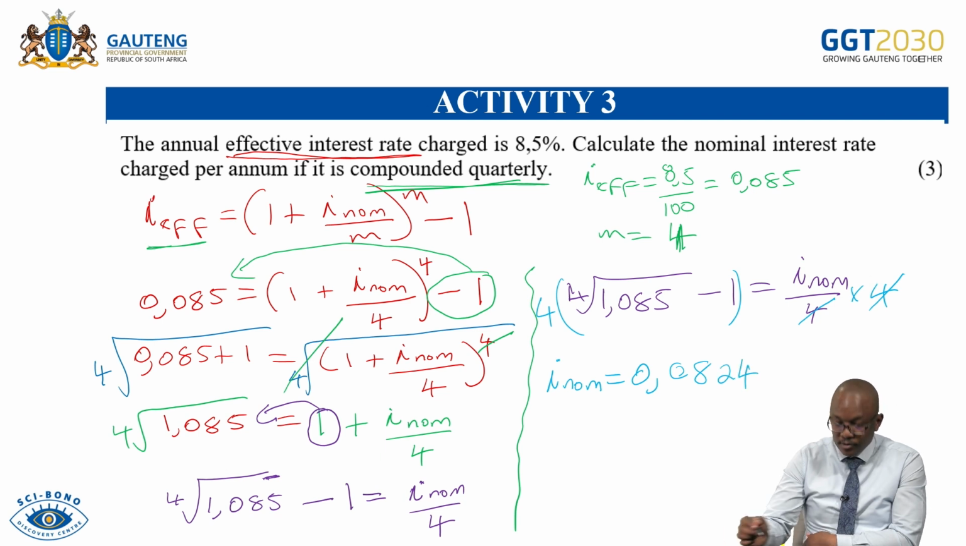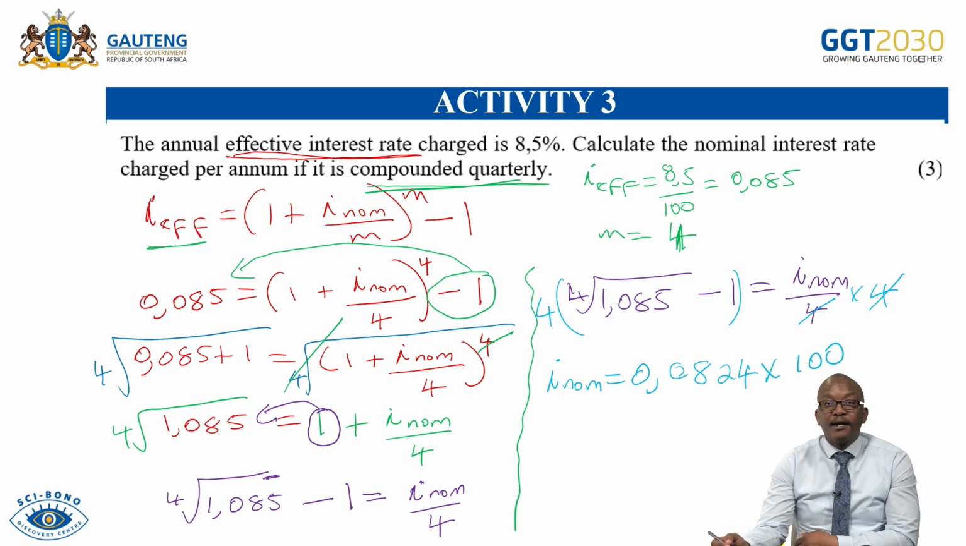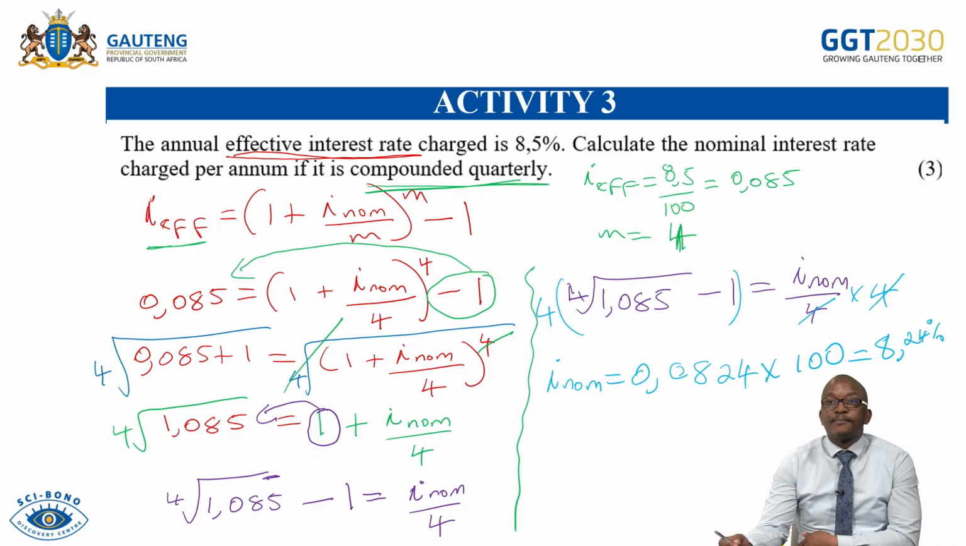So when you punch that in your calculator, you are going to get 0.0824, correct? Then from there, you will multiply by 100. As you multiply it by 100, you will know that your nominal interest rate is going to be 8.24%. That will be your nominal interest rate.